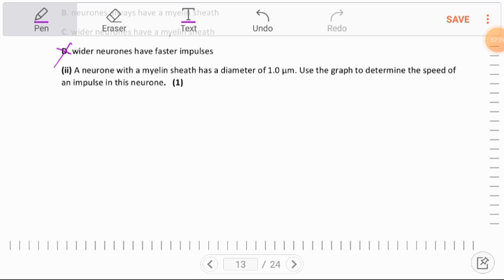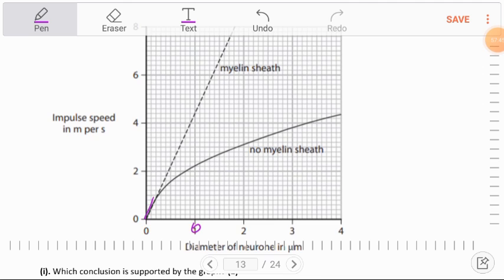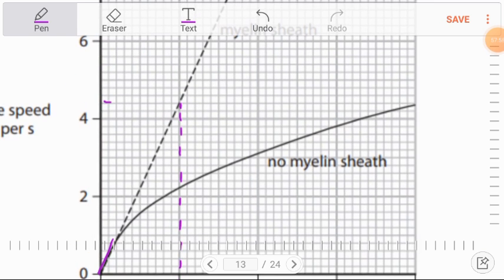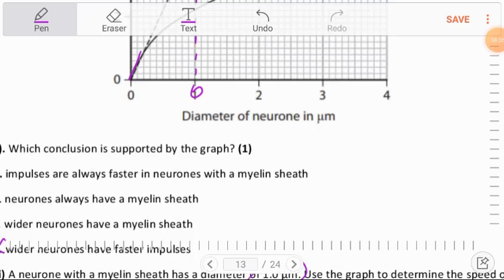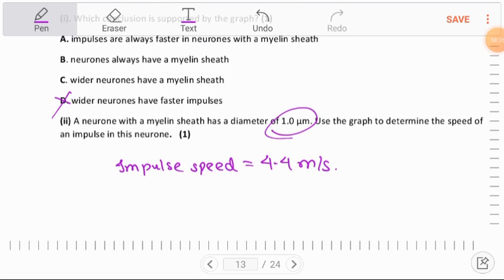B2 says a neuron with a myelin sheath has a diameter of 1 micrometer. Use the graph to determine the speed of an impulse in this neuron. So with a myelin sheath, right? So this is one. We can see this is basically 4.4 meters per second. The speed of the myelinated neuron with diameter of 1 micrometer will be 4.4 meters per second. So impulse speed is 4.4 meters per second. I read this from the graph. I hope it was clear enough for B2.